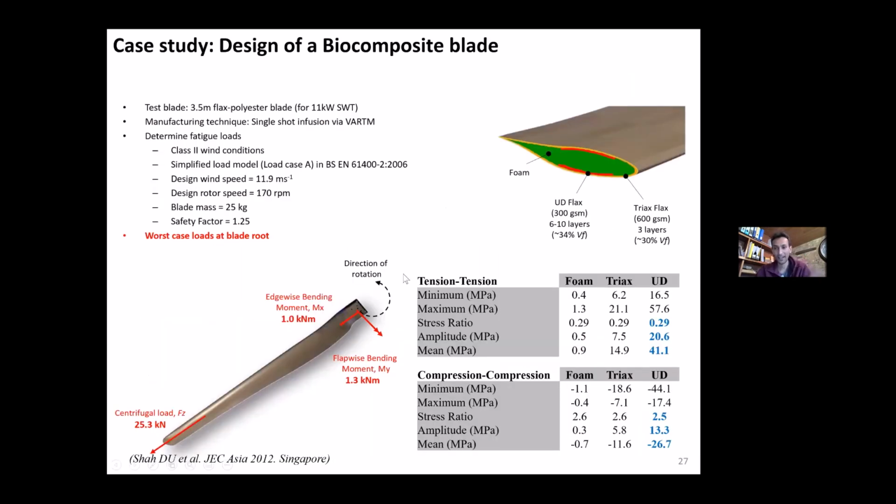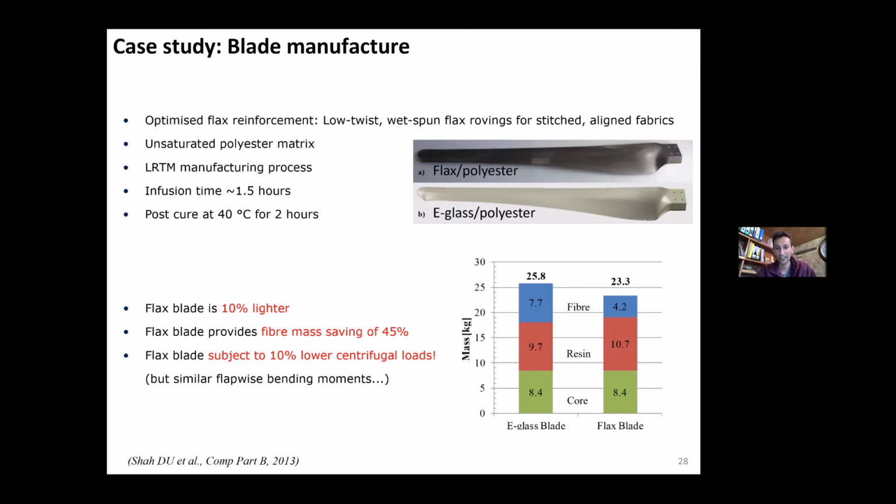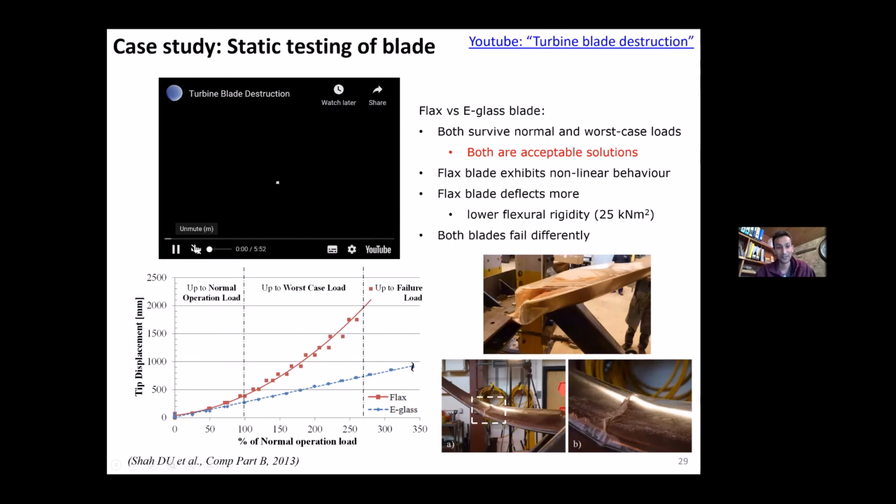We did some analysis and load calculations based on the 61400 loading standards and determined the loads in fatigue conditions as well as for normal operational conditions. We fabricated the turbine blades. We found that the biocomposite blades were lighter. Fiber mass savings were 45%. And because of the flax blade being 10% lighter, the centrifugal loads would be lower as well, which is an advantage. We tested the blade as well.